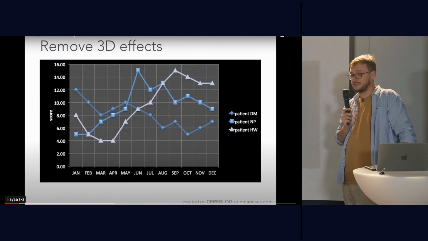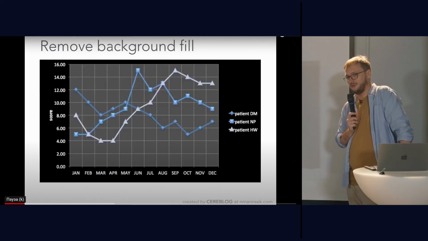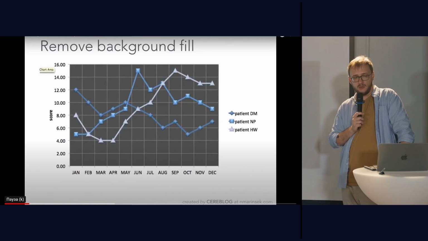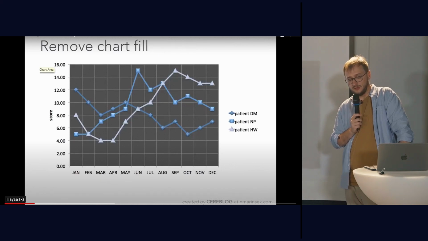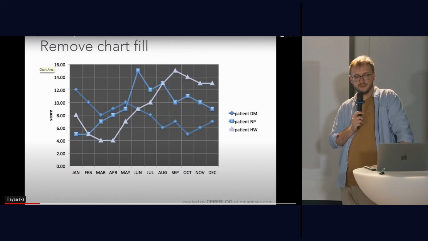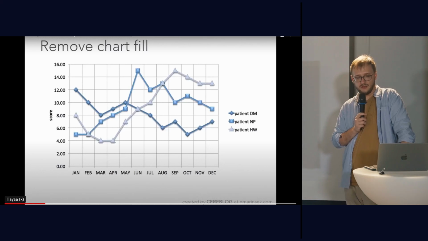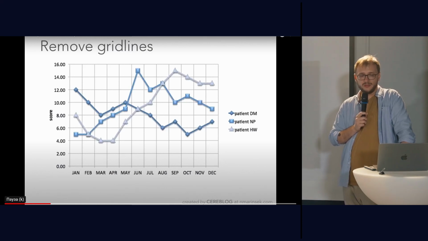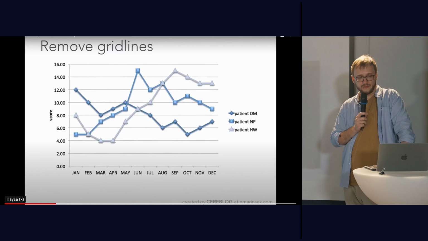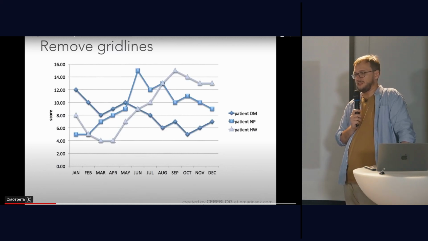So the idea is that we for sure don't want to use anything like 3D. You don't want to use backfills and chart fills, so just remove them. We don't need a lot of grid lines either. By the way, do you know when grid lines are needed and when they are not needed? Why is it okay to remove grid lines? What do you think, guys?